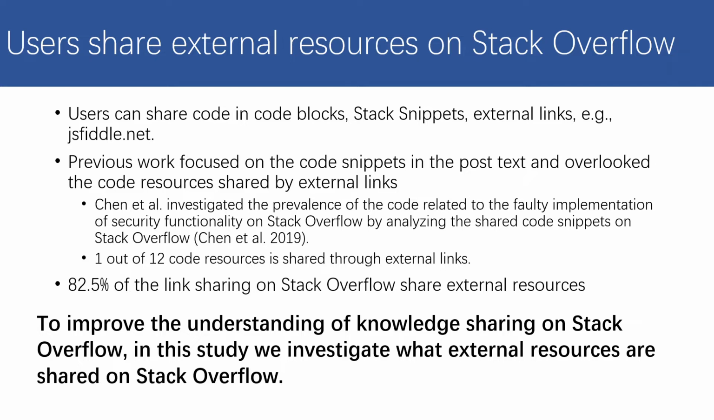However, when inspecting the code resources on Stack Overflow, previous work focused on extracting the code snippets from the post and overlooked the code resources shared by links. This practice would introduce bias in previous work. Based on our analysis, external resources are frequently shared on Stack Overflow. For example, we observe that 1 out of 12 code resources is shared by external links.